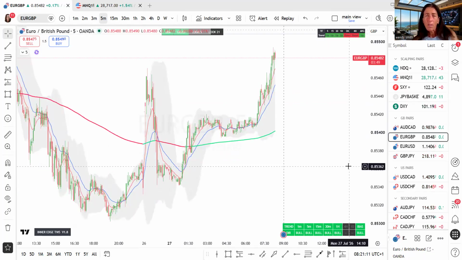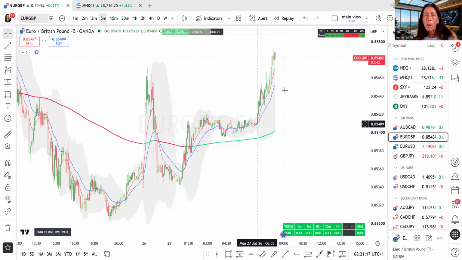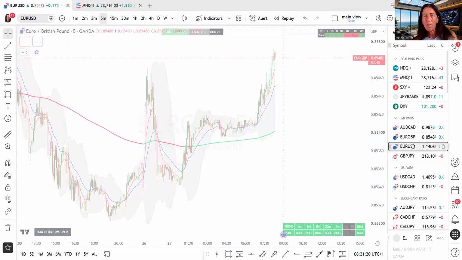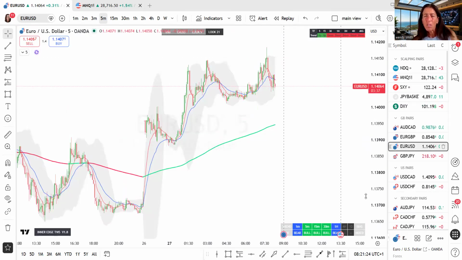Euro GBP, same thing. It's already run its course this morning for me. So it's had its breach, it's crossed, it's pulled back. Now I'm waiting again for a full pullback on that one. These words won't mean anything to you. Euro USD, it's not aligned. I'm just waiting for this thing to come back into alignment.